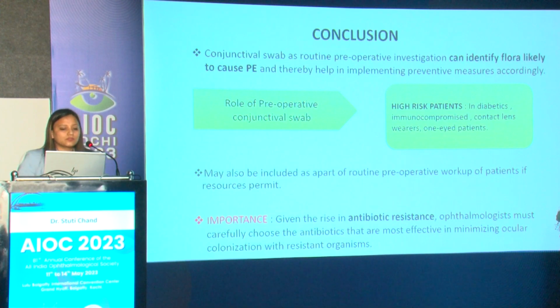To conclude, conjunctival swabs as routine preoperative investigation can identify flora likely to cause post-operative endophthalmitis, and thereby they help in implementing preventive measures accordingly. And the role of preoperative conjunctival swab is mainly important in high-risk patients: diabetes, immunocompromised, contact lens wearers, and one-eyed patients. This may be included as a part of routine preoperative workup of patients if resources permit.